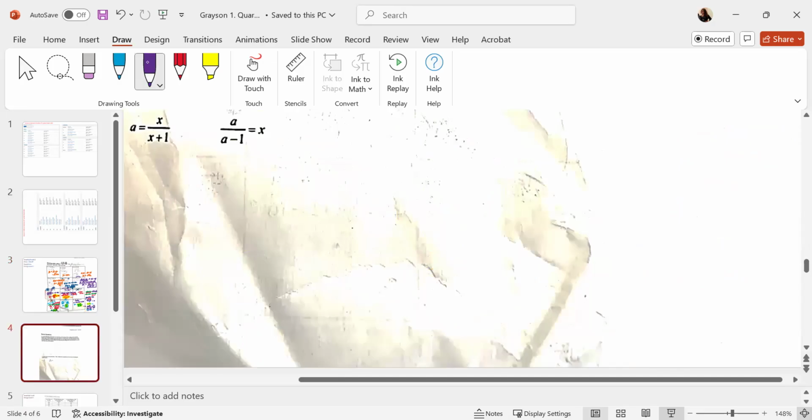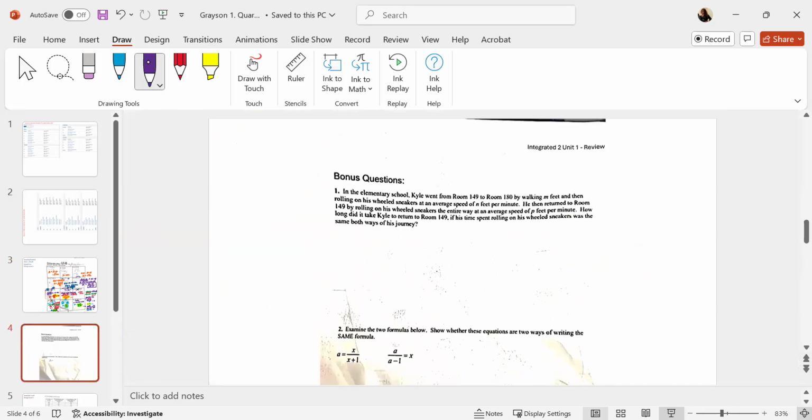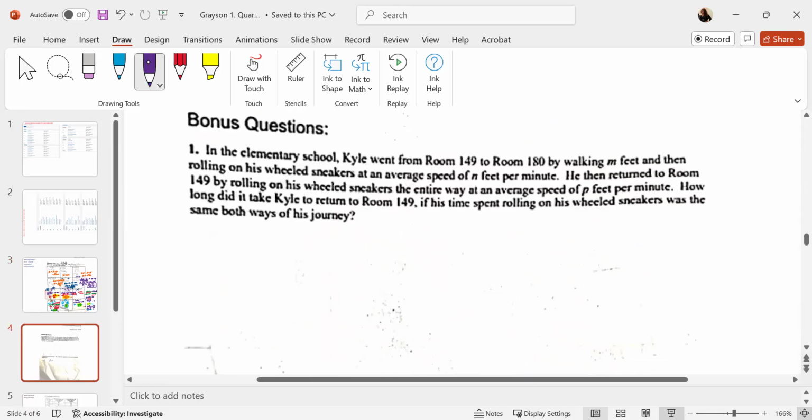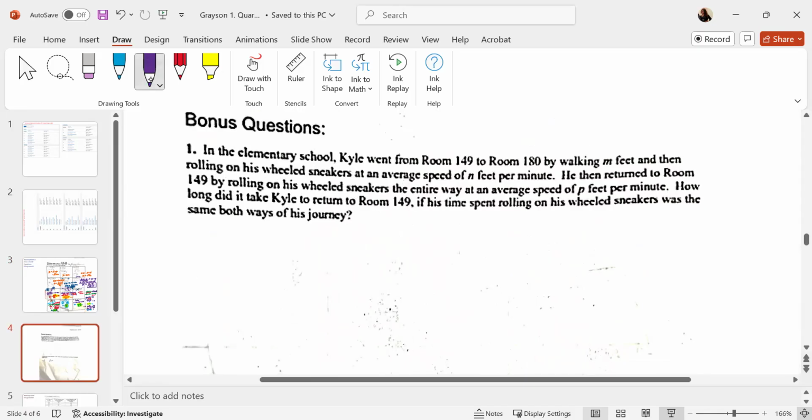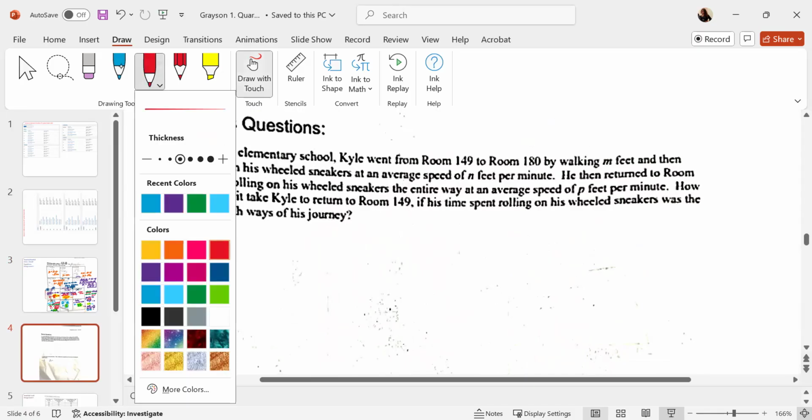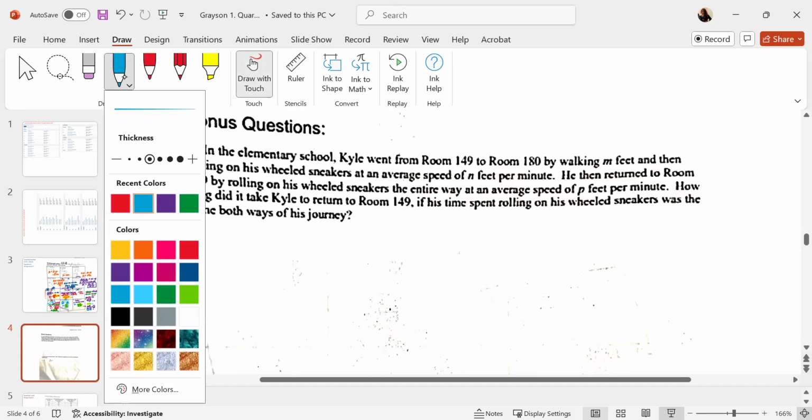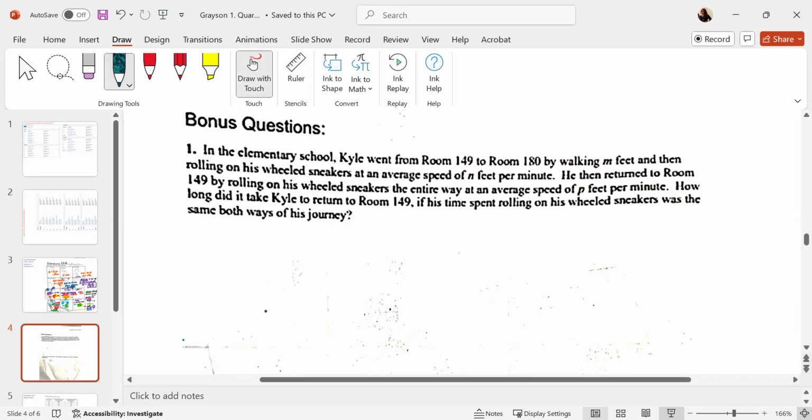All right, moving on. So here is the next part. Read the question, please. Hannah went from room 149 to room 180 by walking m feet and then rolled on wheeled sneakers at an average speed of m feet per minute. He then returned to room 149 on his wheeled sneakers the entire way at an average speed of p. How long did it take to return to room 149 if his time on wheeled sneakers was both ways of his journey? So let's first draw a picture.